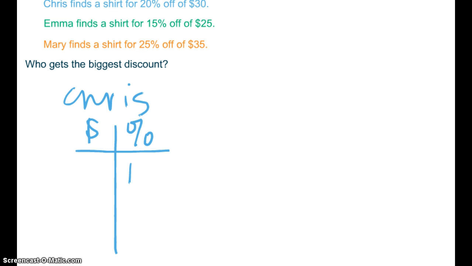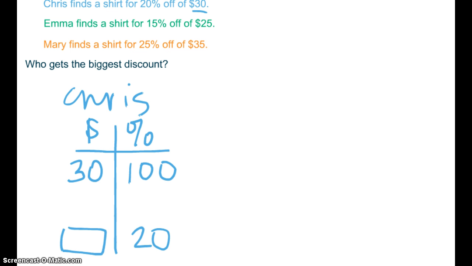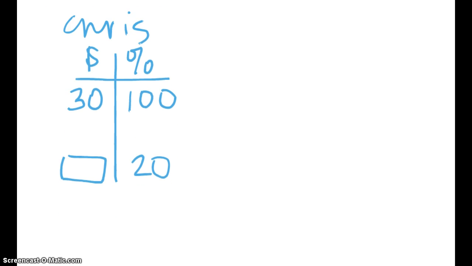My recommendation is you always start with 100%. Always put that down on your ratio table. So 100% of the cost of the shirt is $30. That's the total price of the shirt. We want to find out what his discount is. So we are looking for how much money is 20%. Now, there are several things that you can do. In this case, we can scale directly down to 20 by dividing by 5.